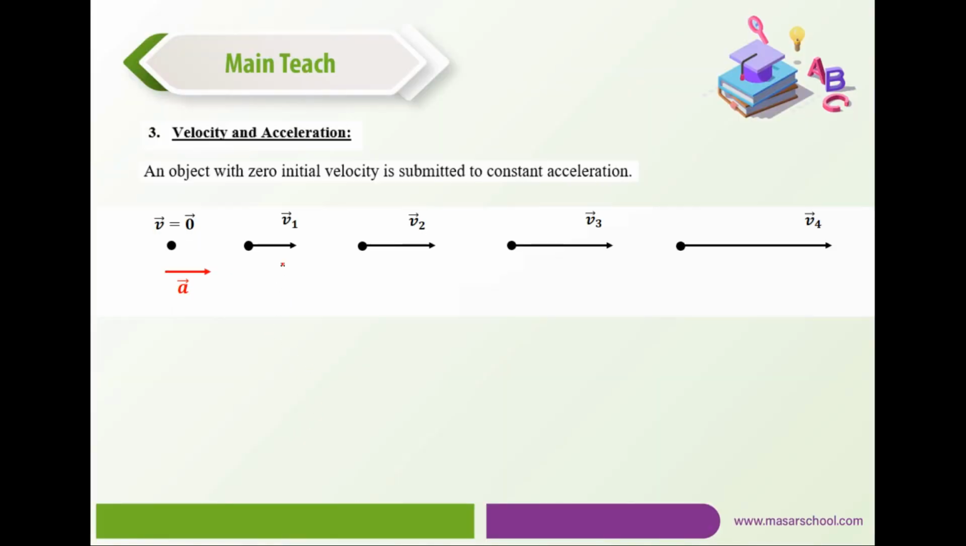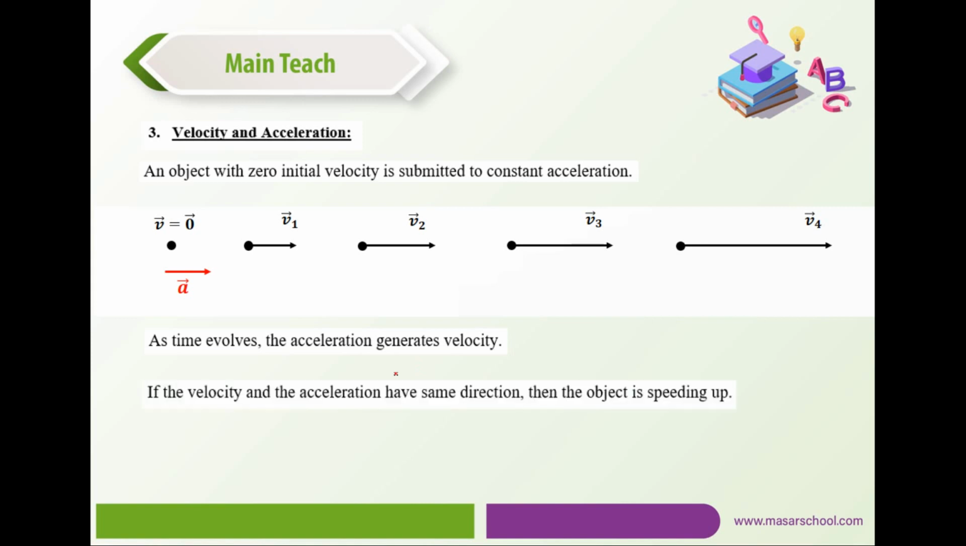So at different instants, we're going to see that the velocity is increasing due to the generation of the velocity from the acceleration vector. And here we notice that as time evolves, the acceleration generates velocity. And this is a very important statement. If velocity and acceleration have the same direction, it means that the object is speeding up.